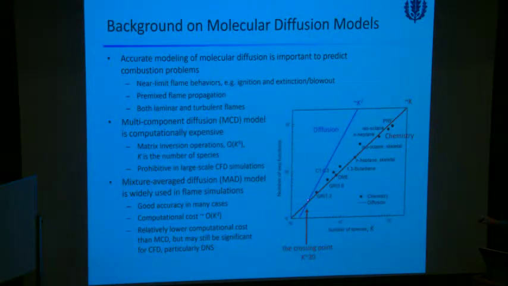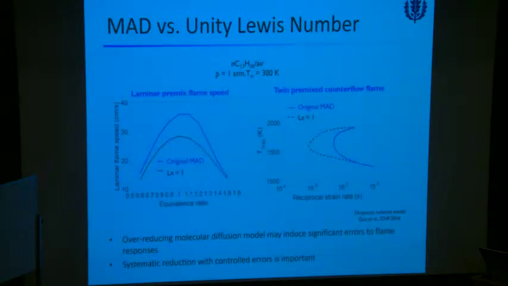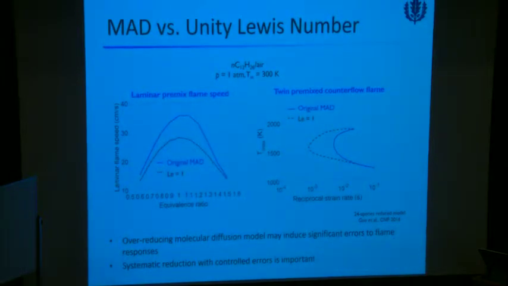But for larger mechanisms, diffusion can take more time to evaluate than chemical reaction rates, particularly if you get several hundred thousand species, because this is a quadratic function and this is a linear function. It crosses somewhere. So in the past, people have been using all different ideas to simplify the diffusion model.